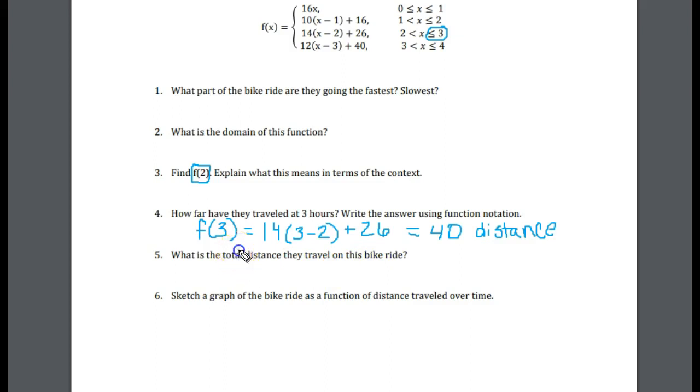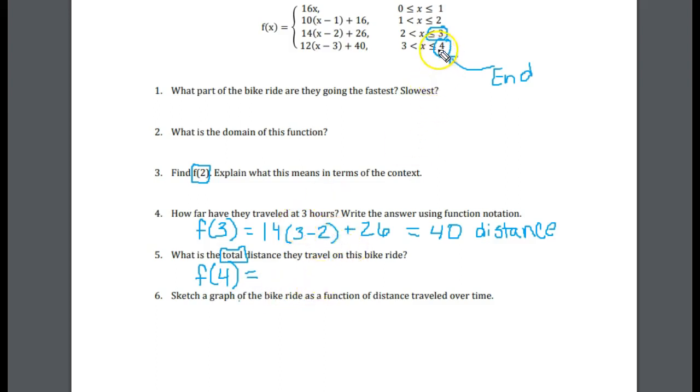So we need to think, if it's the total distance, that would be the whole trip. Based on this piecewise function, we determined that our domain only goes to 4 hours. That must mean that that's the end of the trip. And if that is the end of the trip, then I need to find f of 4 to figure out how far they actually went for this whole trip.